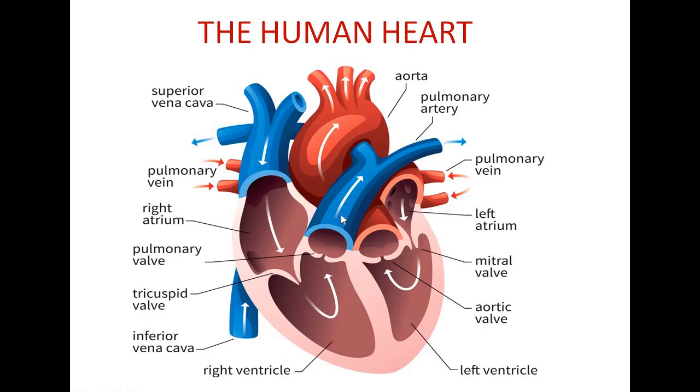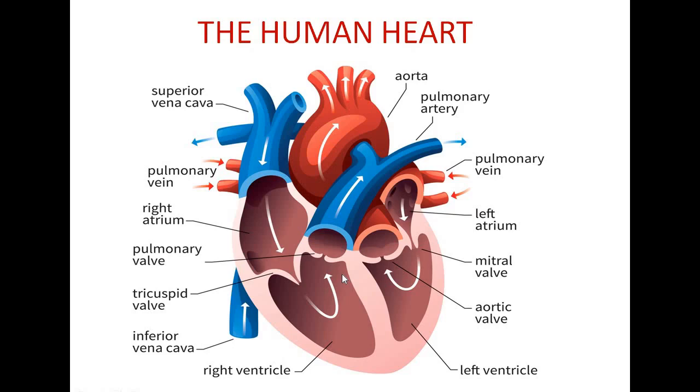Let us see the different parts of the human heart. Generally, the human heart consists of three different parts. They are chambers, blood vessels, and valves. Let us see the chambers present in the human heart. There are four chambers present in our heart. The four chambers are the right auricle and right ventricle on the right side, whereas the left auricle and left ventricle are on the left side of the heart.